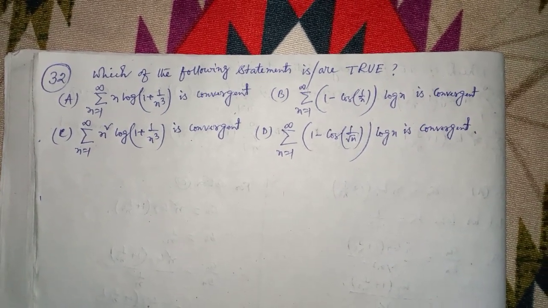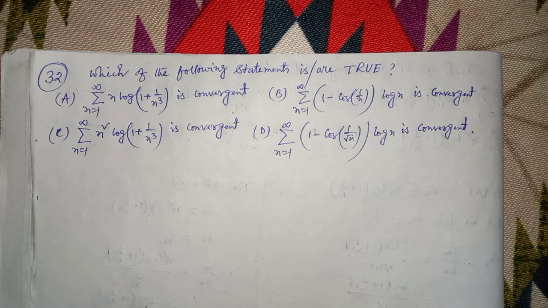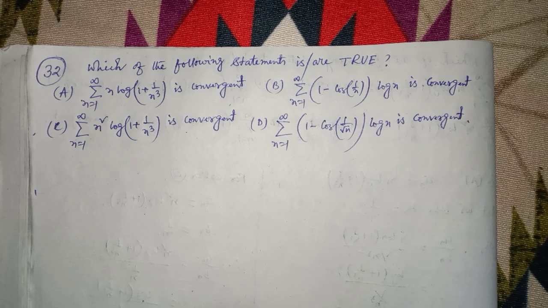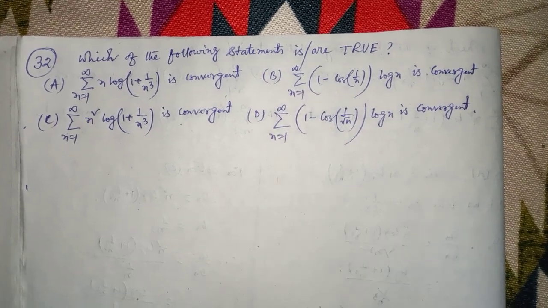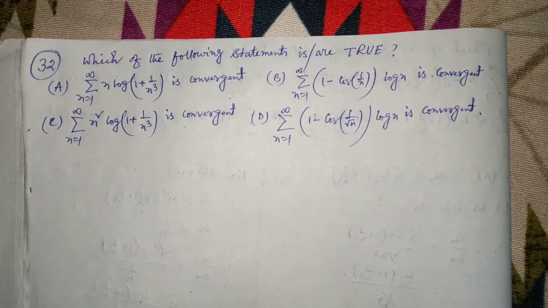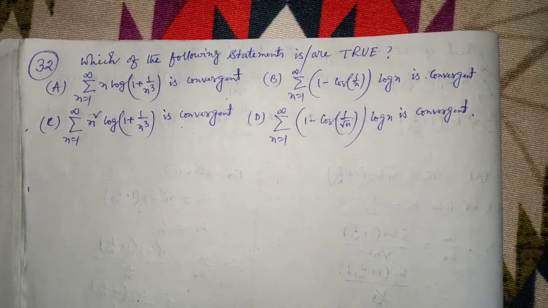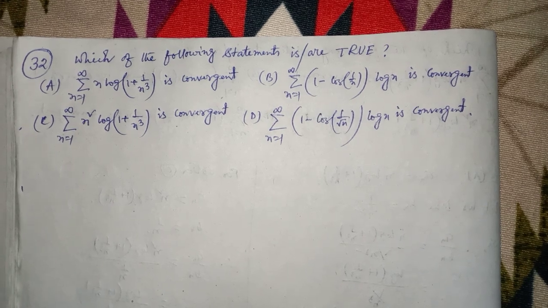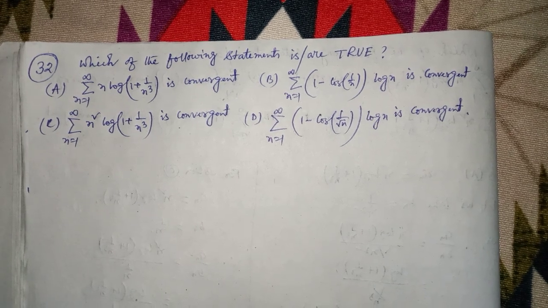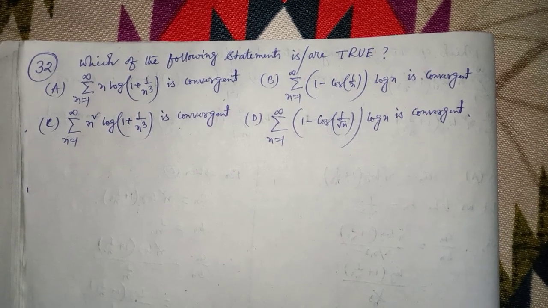In option A, the series summation n equal to 1 to infinity n log of 1 plus 1 by n cube is convergent. Option B, summation n equal to 1 to infinity 1 minus cos of 1 by n whole into log n is convergent. Option C, n equal to 1 to infinity n square log of 1 plus 1 by n cube is convergent. And option D, summation n equal to 1 to infinity 1 minus cos of 1 by root n into log n is convergent.